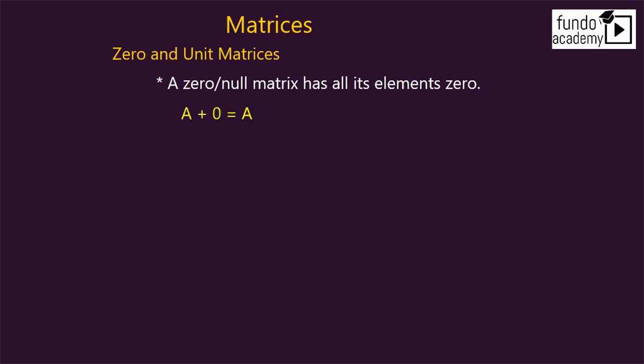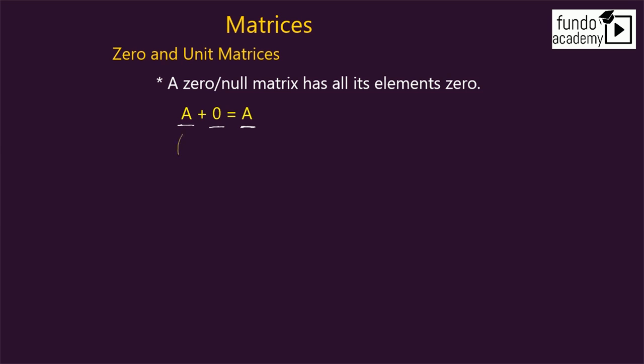Now if you add any matrix A to a zero matrix, you're still going to get that matrix back. So if you have your matrix A and you add it to a null matrix, obviously A and the zero matrix O should have the same order. So what you're gonna get is matrix A.